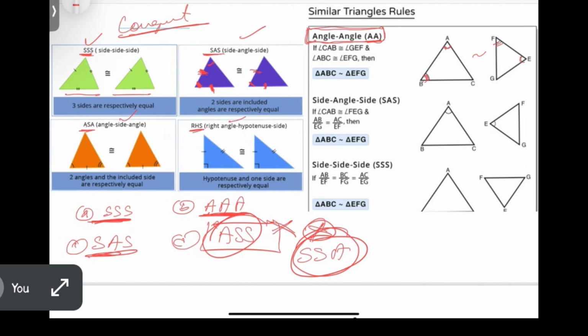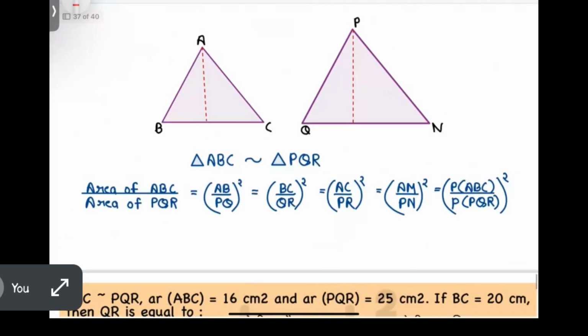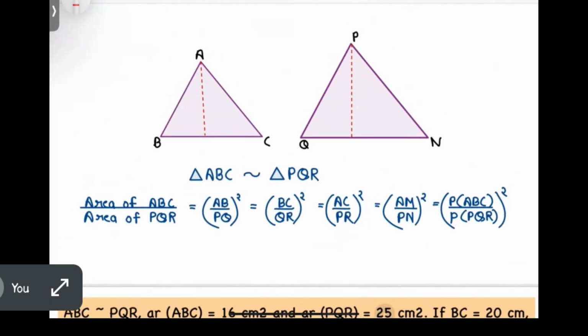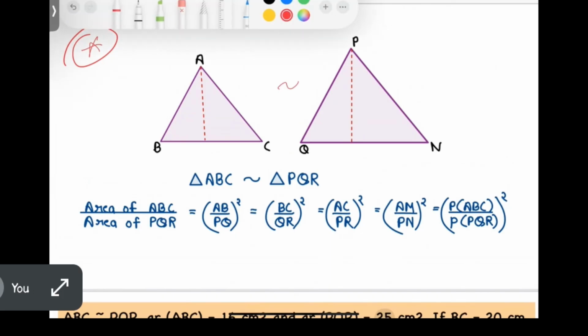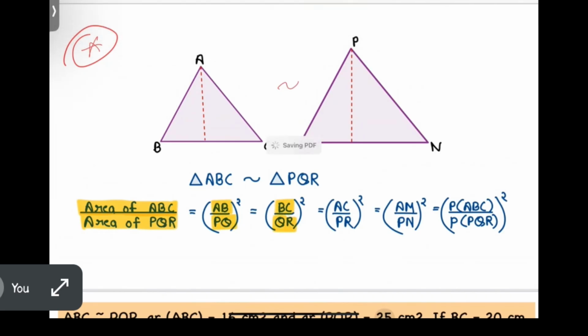What about this one? Side, angle, side, same thing. Those are the repeated terms only. But there's a certain condition, a certain formula, which is important. If you have two triangles, and these two triangles are similar, then the area of the first triangle divided by the area of the second triangle, that means the ratio, will be equal to the squares of their sides' ratio.